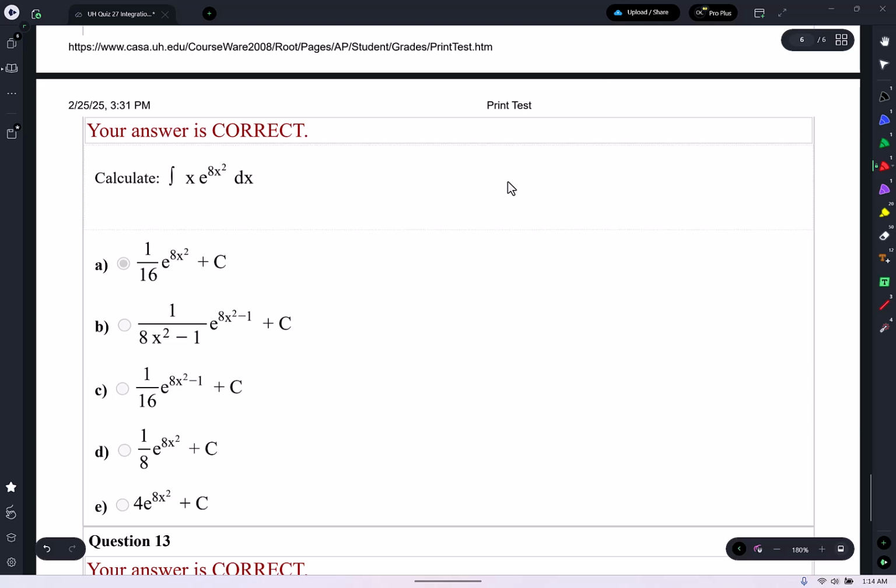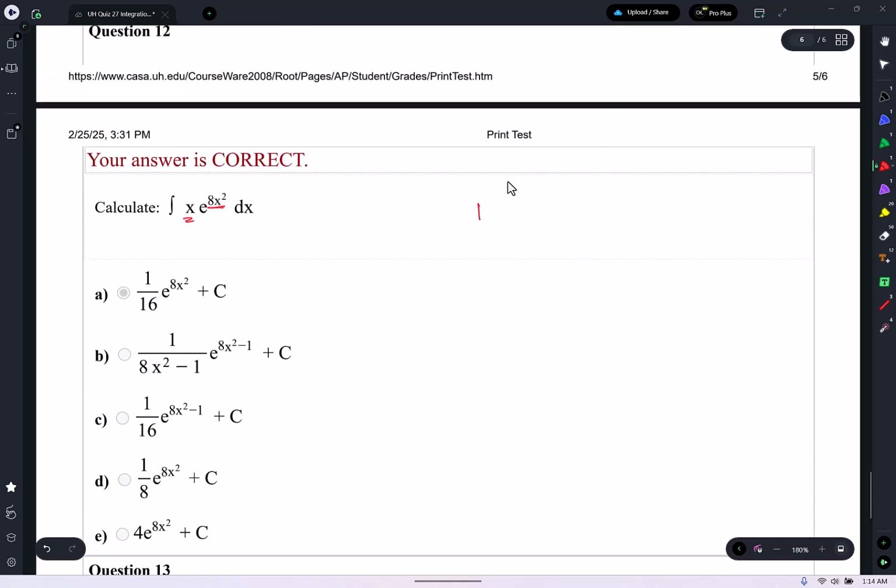All right, I see an exponent that's 8x squared, and when I take a derivative, I get a linear expression. So I'm going to make u equal to 8x squared. So my du is going to be 16x dx. I don't have a 16x dx, so I just force it. I put a 16 on the inside, I put a 1/16 on the outside.